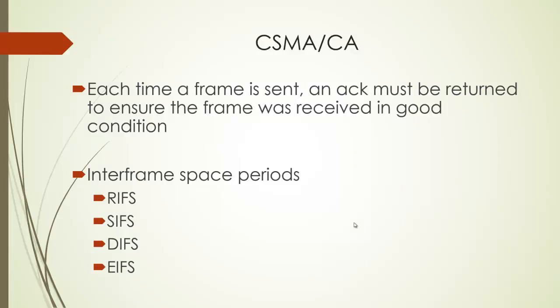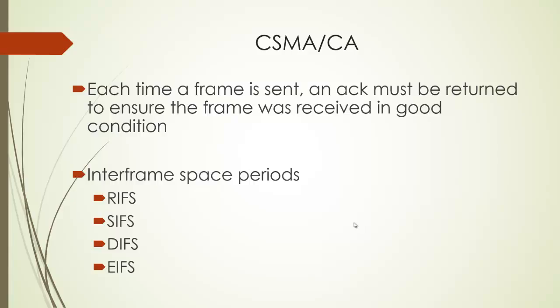So with carrier sense multiple access with collision avoidance, each time a frame is sent, an acknowledgement must be returned to ensure the frame was received. So now I also have to wait for the acknowledgement for each frame. All right, and as if that's not bad enough, there's also a required interframe space period. So between each frame, I've got to have a certain amount of space, or dead time.